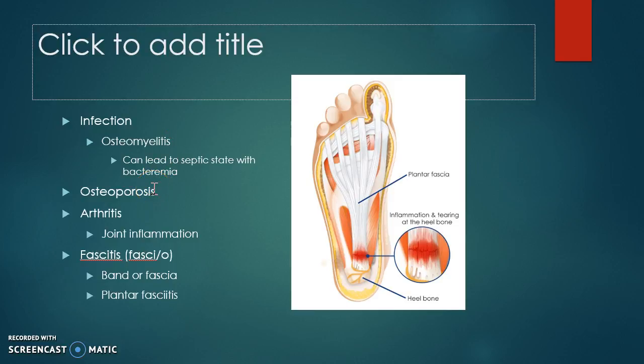Osteoporosis is this weakening of the bone. Arthritis is inflammation of the joint, and then fasciitis is inflammation of the fascia. And fascio means band or fascia. Make sure you know that. And you can see that here. Lots of people have heard about plantar fasciitis, but it's this fascial band, and you get this tearing and this inflammation back here in the heel.